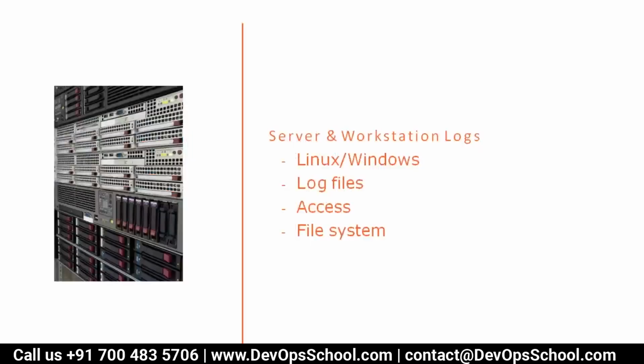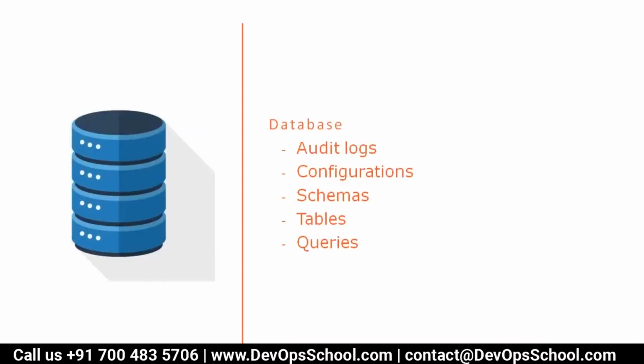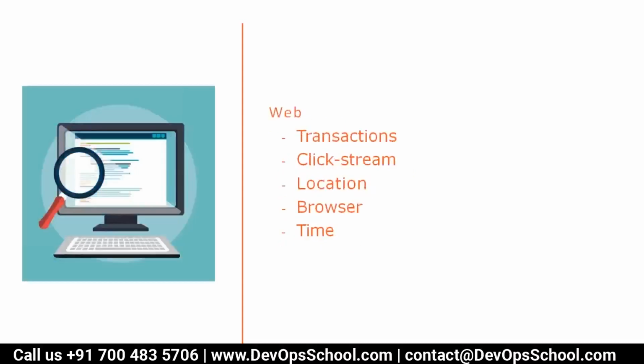For example, servers and workstations generate the logs of Windows and Linux. They generate log files of access, log files of the file system. At the same time, from networks you get logs from the firewalls, warnings, alerts, and IP addresses. From the database, you have audit logs, configuration schemas, tables, queries, and all these logs are being generated. You have logs from web transactions as well. For any click you do, it generates a few log files: locations, browser, and time. So all these log files are generated with the web.